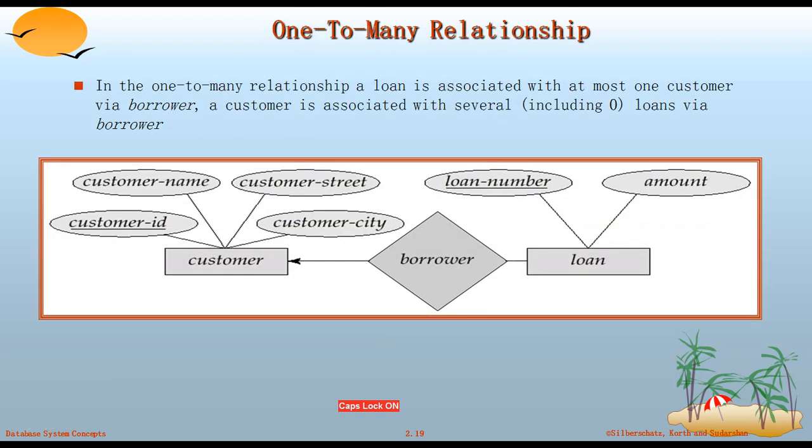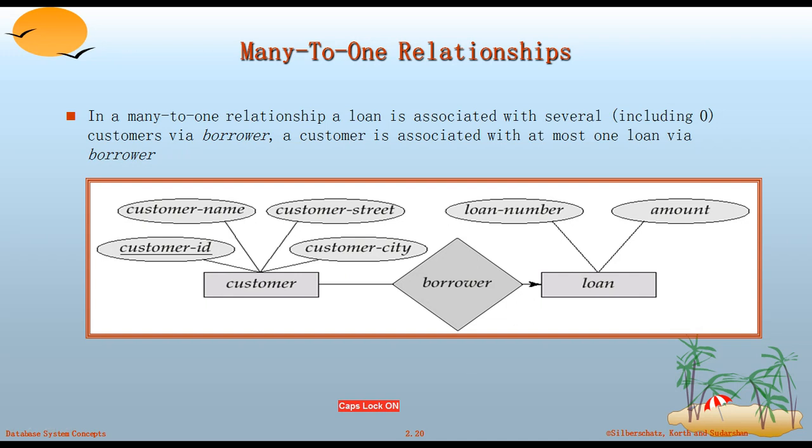Now one-to-many. In a one-to-many relationship, a loan is associated with at most one customer through borrower. A customer is associated with several, including zero, loans via borrower. So some customers may not have borrowed a loan from the bank. Here we have one on one side and an undirected line on the other, so it is called one-to-many.